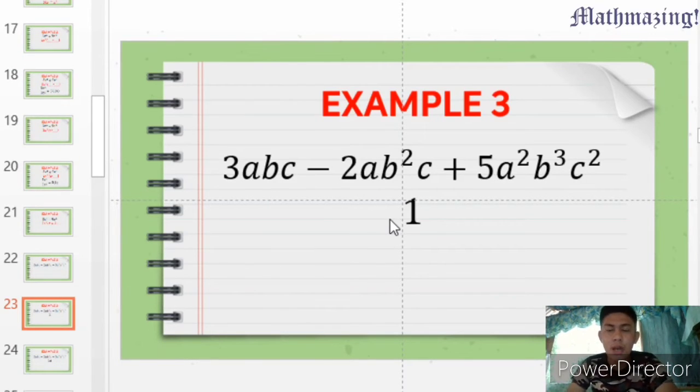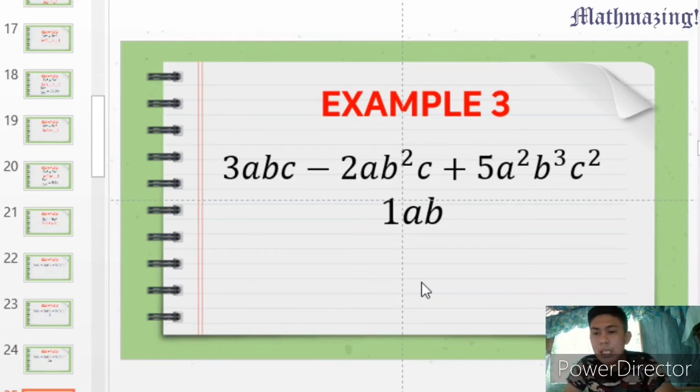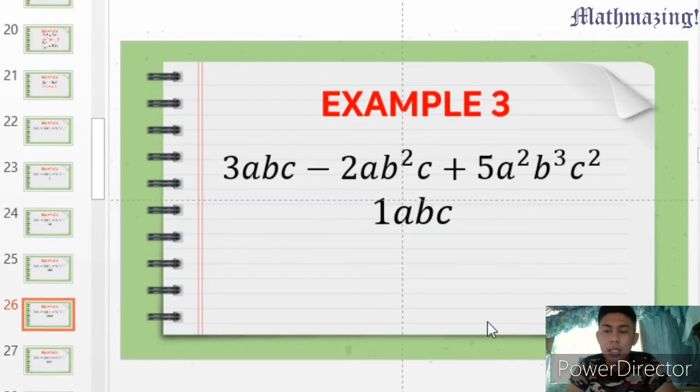Okay. Ngayon, we have to look for the variables. We have a, merong a, merong a. So ano yung may pinakamaliit na exponent? So we have 1. So a raised to 1 or a. Next naman, si b naman, ano yung may pinakamaliit na exponent? So 1 yung pinakamaliit na exponent, so ilalagay natin is b. Sa c naman, we have c, c, and c squared. So ang pinakamaliit is c raised to 1, so ilalagay natin is c.